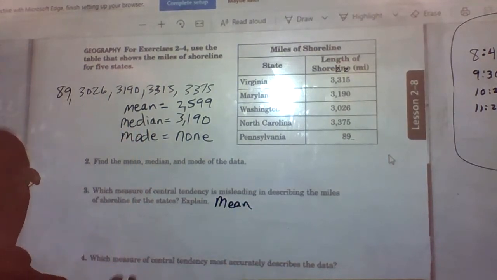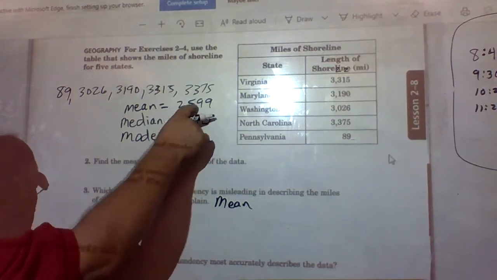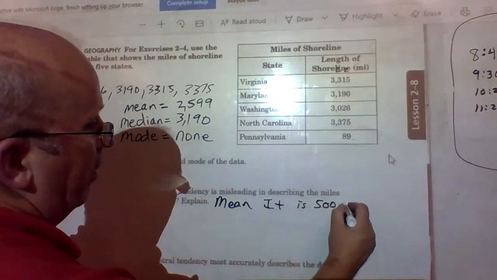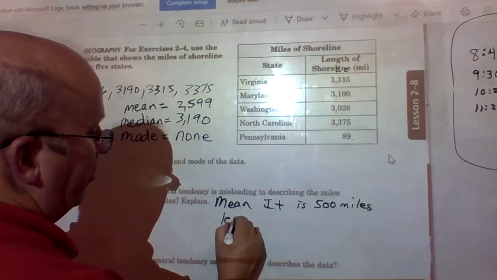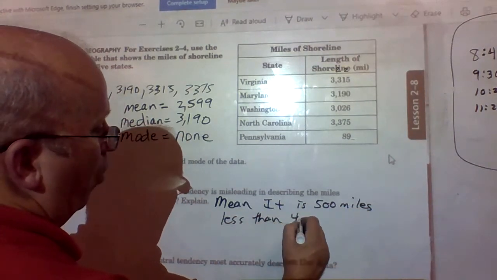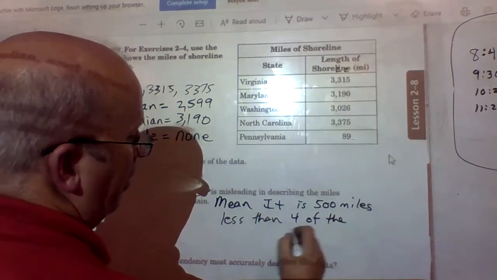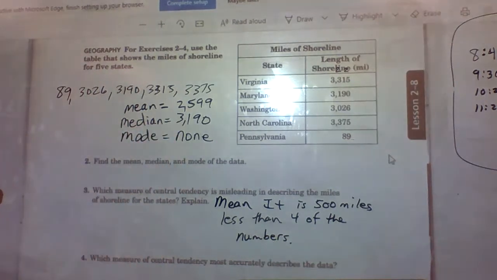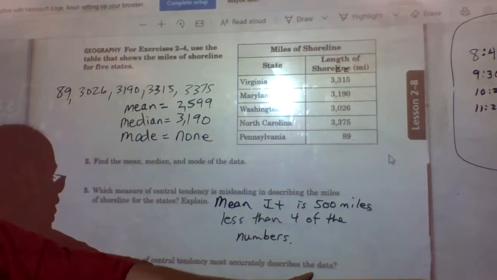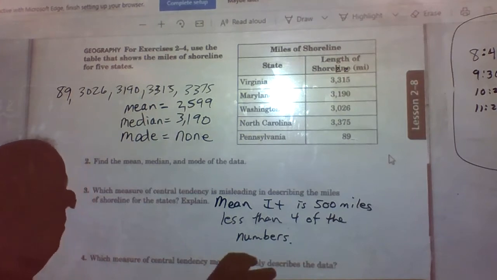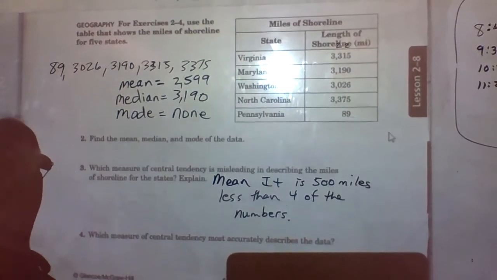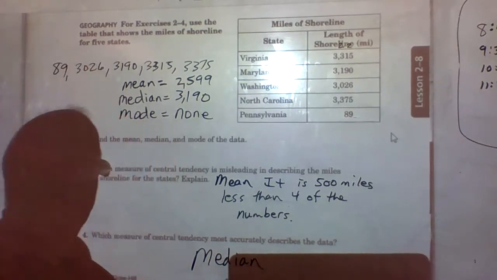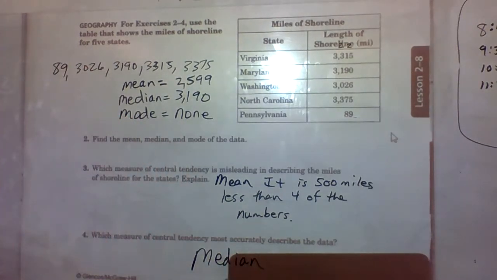Why? What's my explanation? It's about 500 miles less than 4 of the numbers. It's not right in the middle of the data, is it? Which measure of central tendency most accurately describes the data? Well, I think that we've kind of already said. I think that would be the median. I think the median is the best one for that.